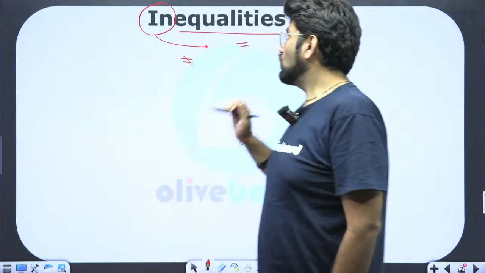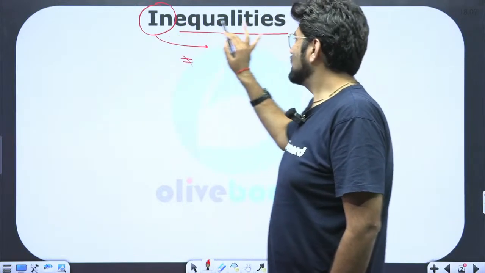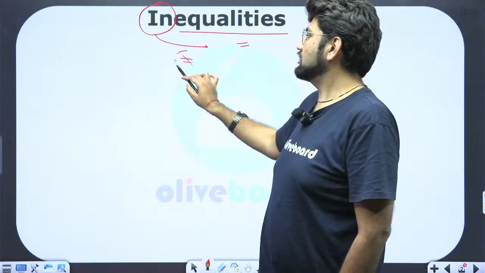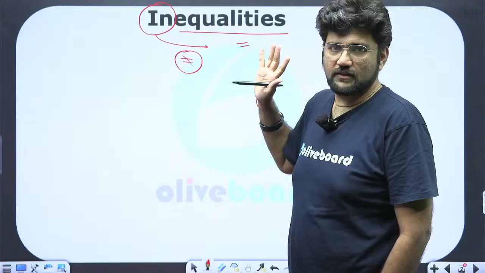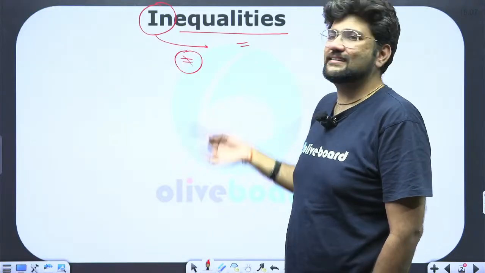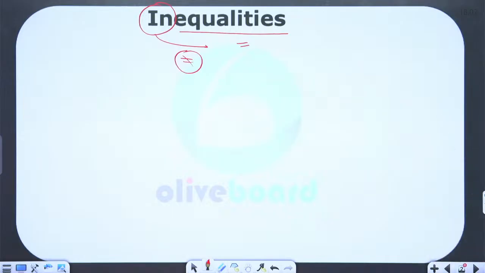So the idea in inequalities is that when I'm saying things are not equal, that two quantities are not equal to each other, what will I say? They will either be greater or will be smaller. Agreed? They will either be greater or will be smaller.